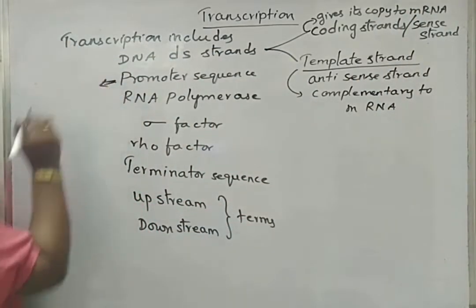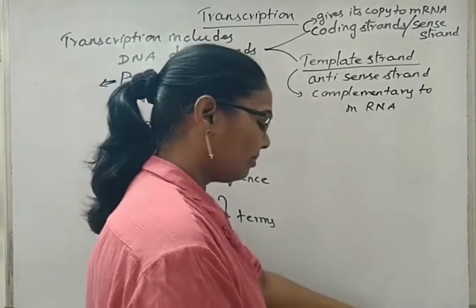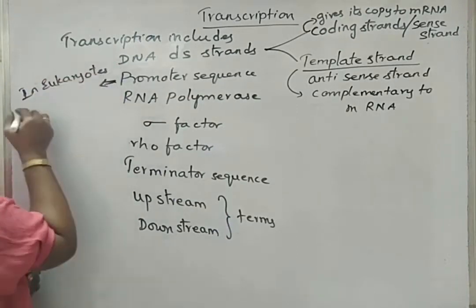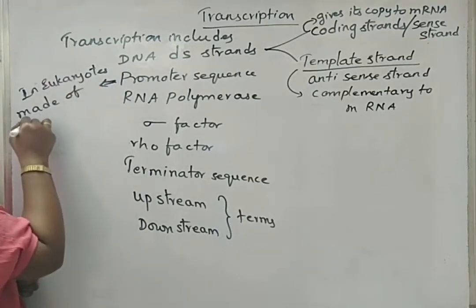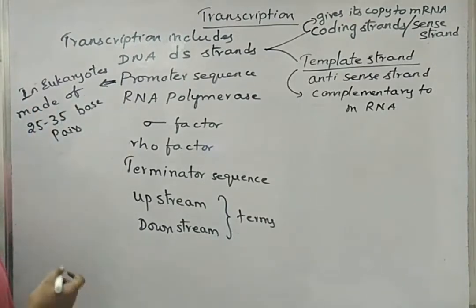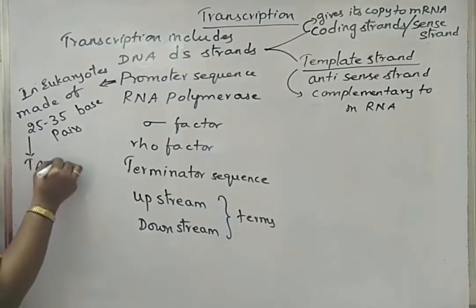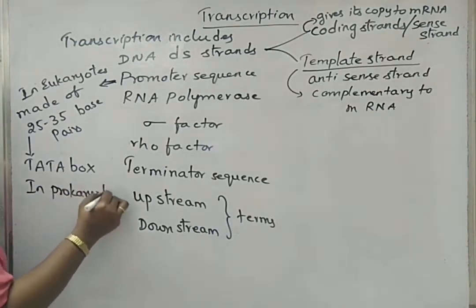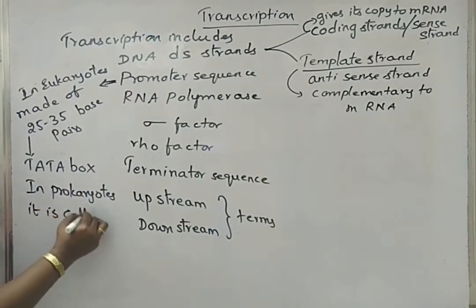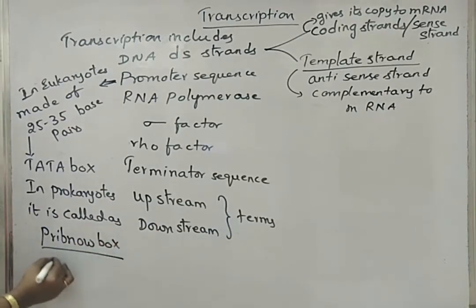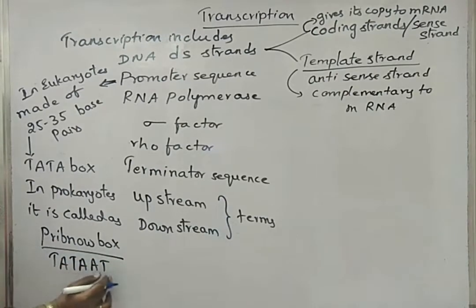What about this promoter sequence? Promoter sequence, it is in eukaryotes. It is made of 25 to 35 base pairs. Now, in eukaryotes, it is called as Tata box. In prokaryotes, it is called as Pribnow box, or this is also called as TATA box.